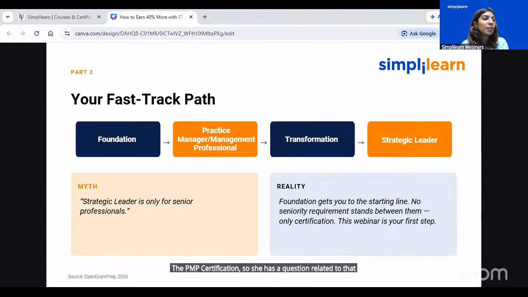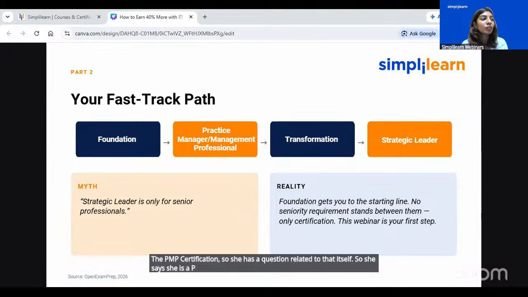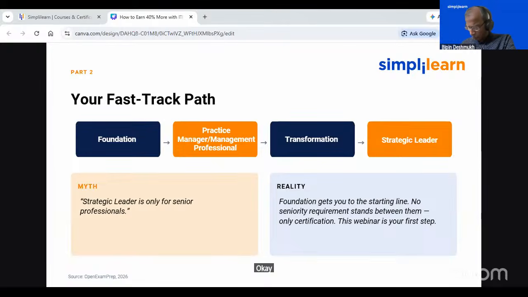She says she is a PMP certified TPM with 15 years of experience. I'm in the top tier that you just displayed. How can the certification help me? Don't take me wrong, I really want to understand, because she already has 15 years of experience in PMP. Okay, so this is a very specific question related to a particular person.